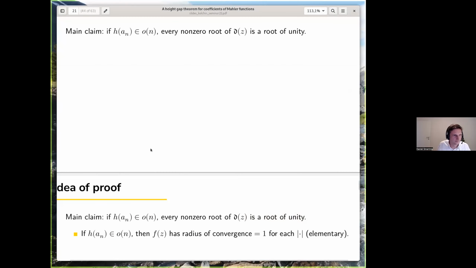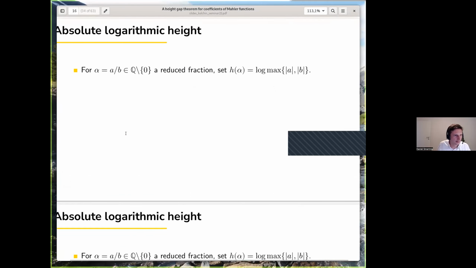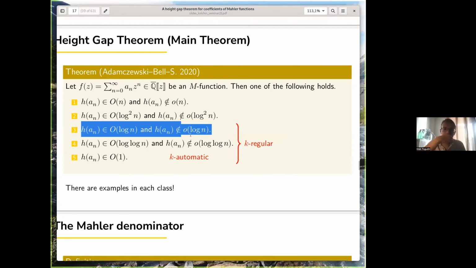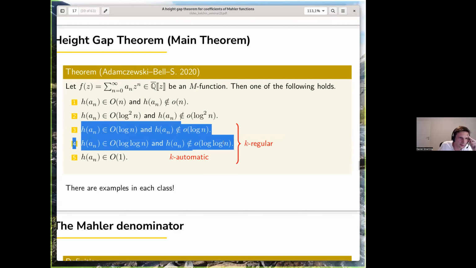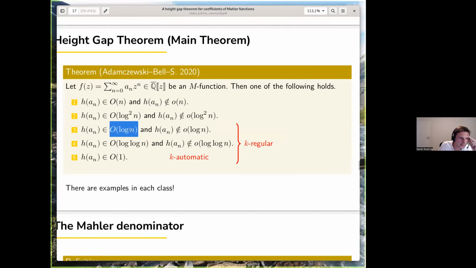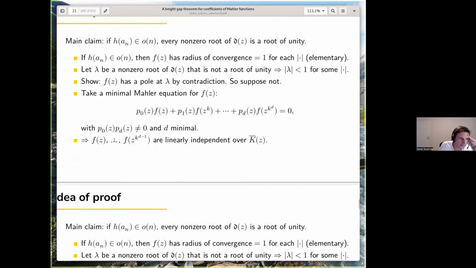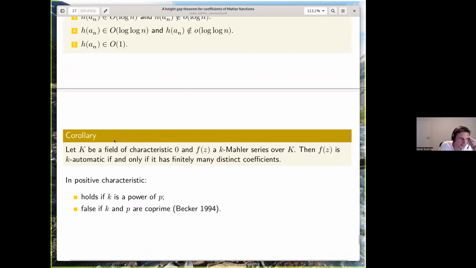I mean, the main thing that I think is new are these linear combinations of word convolution products. Let me share that again. But this is within the regular ones. So these k-regular sequences split into two classes here: the ones where the height is bounded by log n and the ones where it is not. And the log n ones have a particular form.